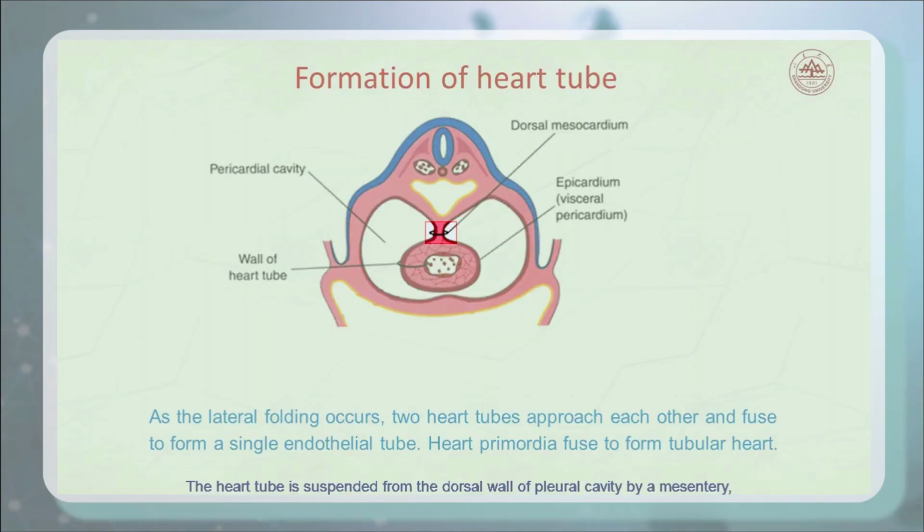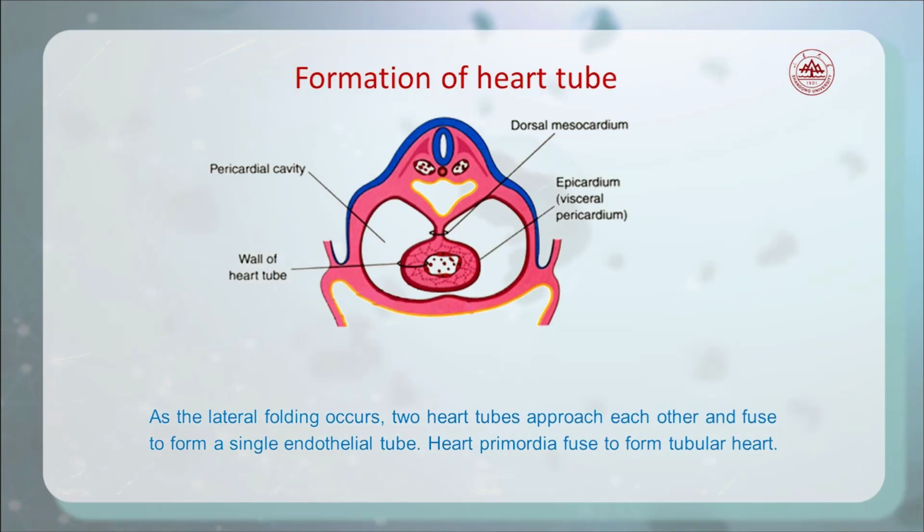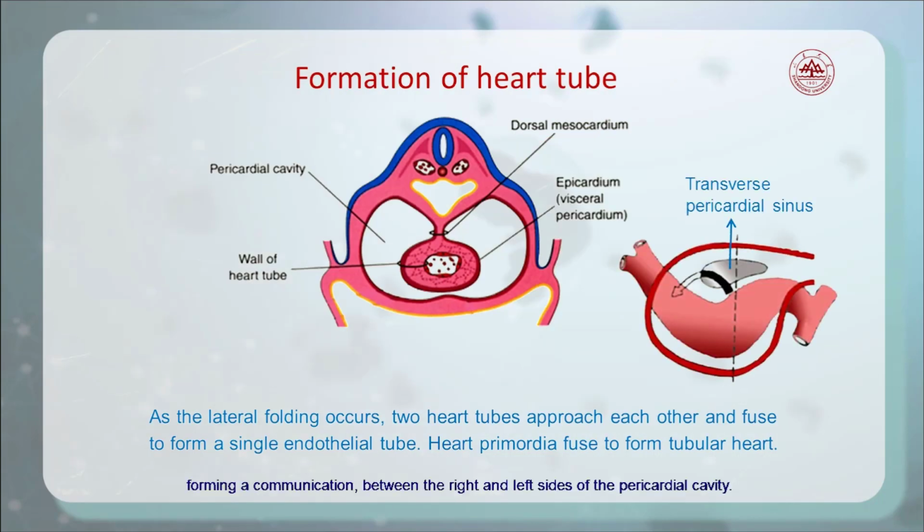The heart tube is suspended from the dorsal wall of the pericardial cavity by a mesentery. This is the dorsal mesocardium. But the central part of this mesentery soon degenerates, forming a communication between the right and the left sides of the pericardial cavity. This communication is the transverse pericardial sinus.